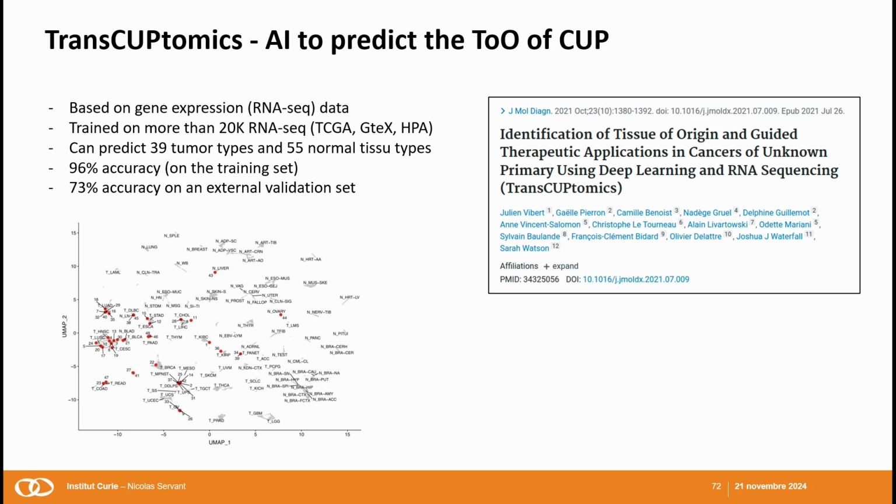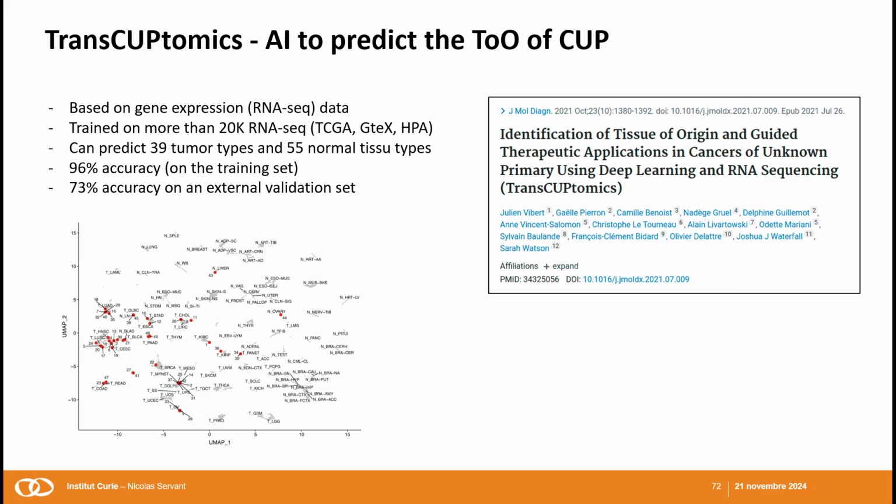A few years ago, we made the first AI tool, machine learning tool to predict the tissue of origin. So how it works, we are using gene expression data. The model has been trained on many data, and we are able to predict more than 40 different tumor types.